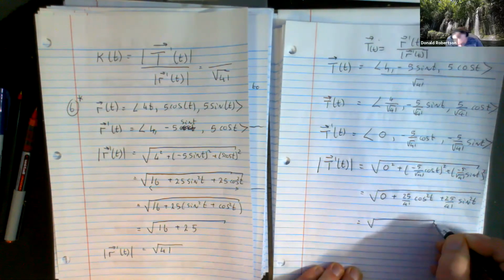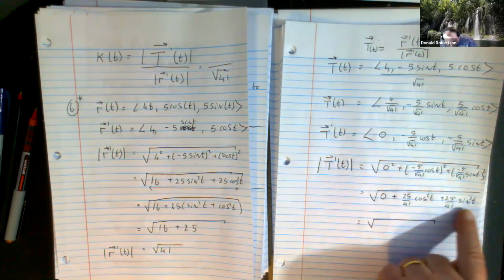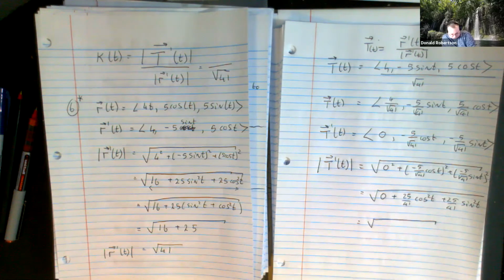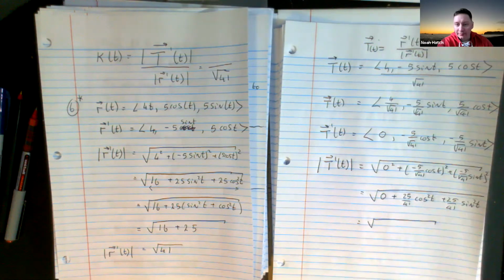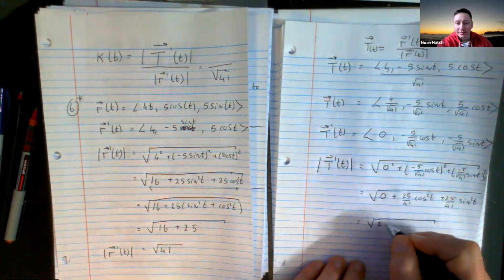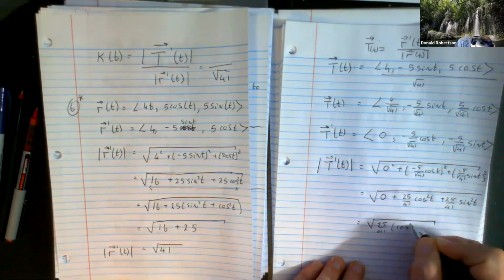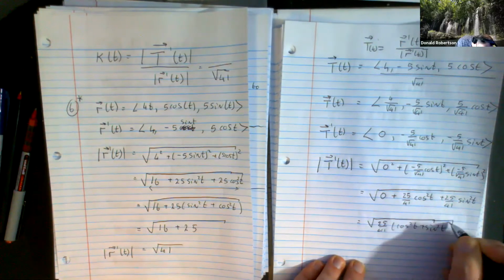Okay. Style points are now going to come in. Anything you can do with this? Factor out the 25 over 41 and then cosine squared plus sine squared is equal to 1. Right. So I'm putting in both lines, but like I said earlier, you may choose just to do that.